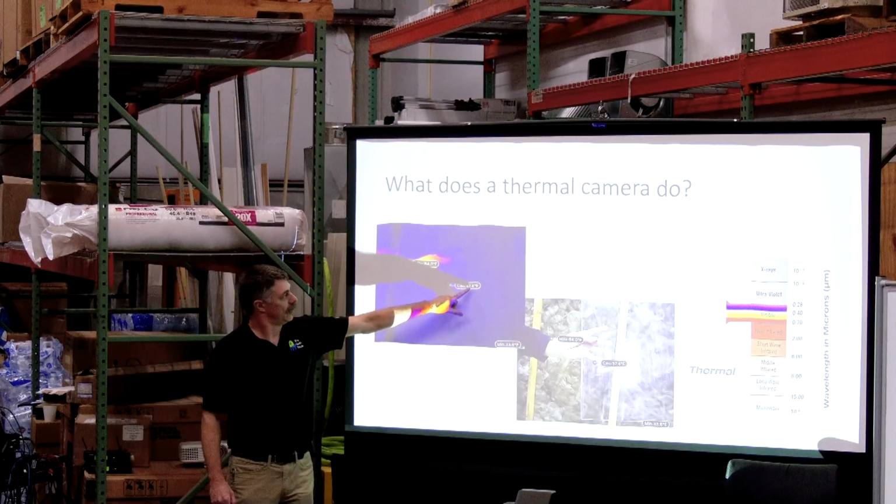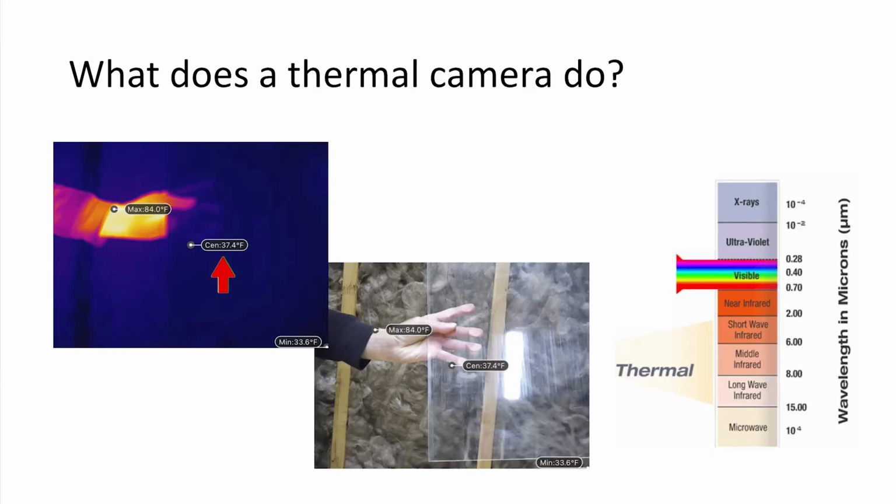This is center point on there, 37.4 degrees. Minimum is over here, 33.6, and maximum, my wrist is pretty warm at 84 degrees.